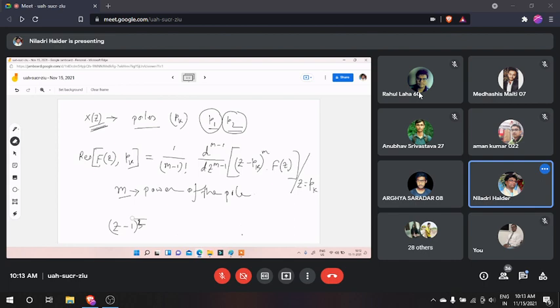Now, consider one example, it will be more clear to all of you. Suppose X(z) is given as z to the power minus 1 over 1 minus 0.25 z inverse minus 0.375 z to the power minus 2. Calculate x(n). You have to use the residue method.